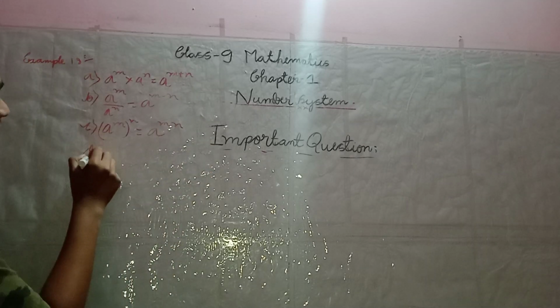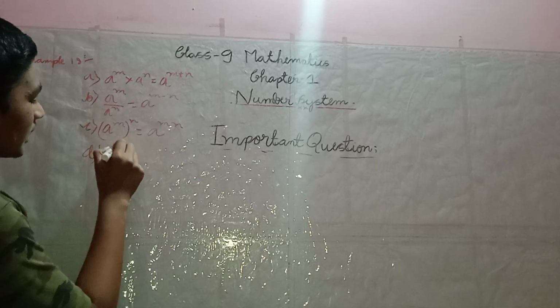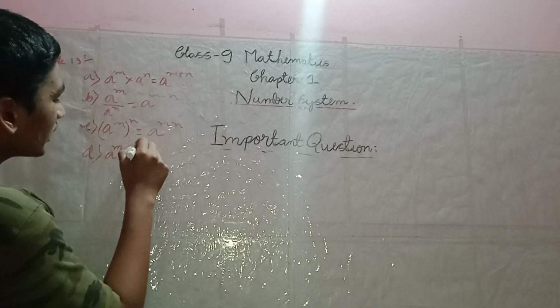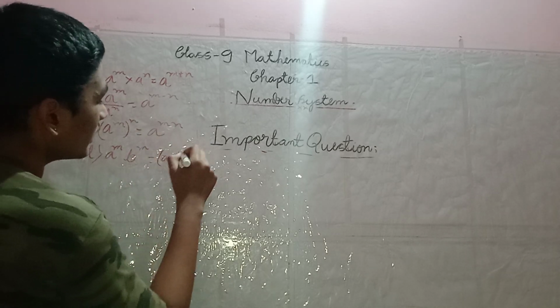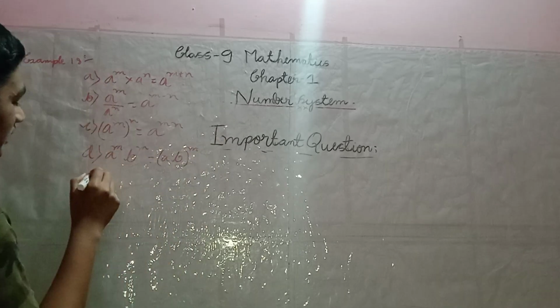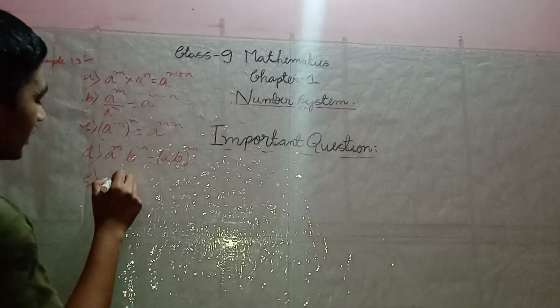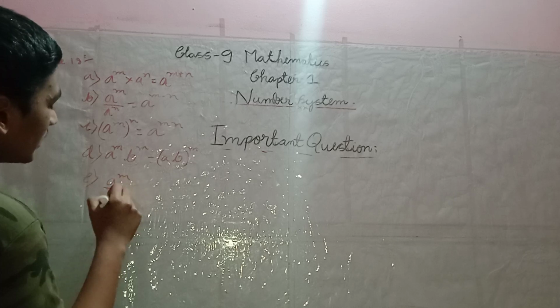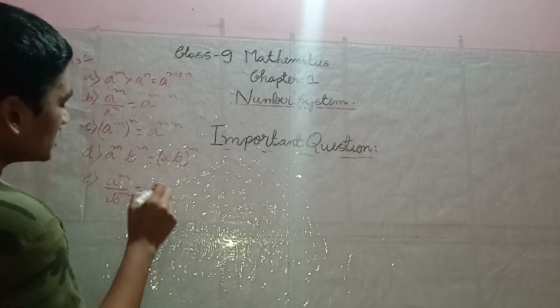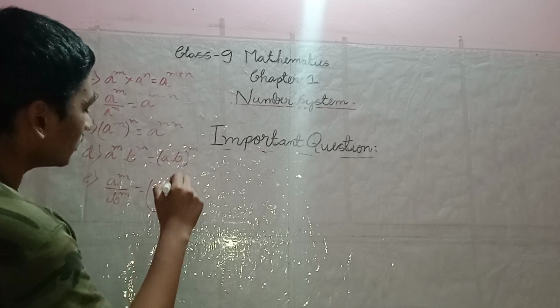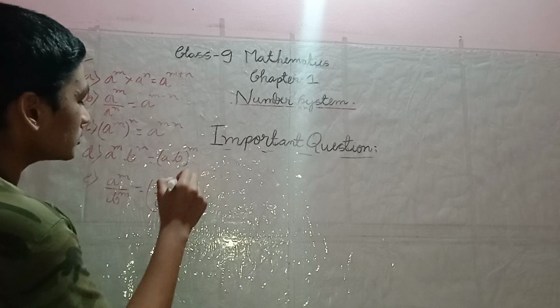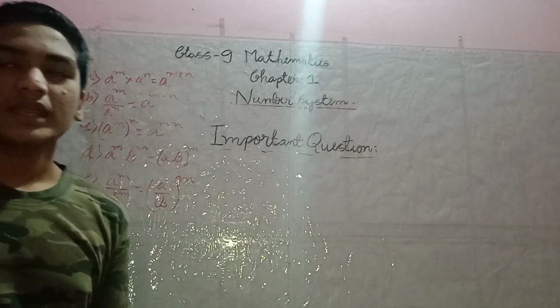The fourth law is a to the power m into b to the power m, which is equal to ab whole to the power m. And the last, the fifth law, is a to the power m divided by b to the power m, which is equal to a by b whole to the power m. Using these laws, you can evaluate the values of any exponents.